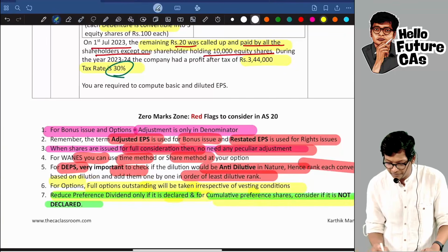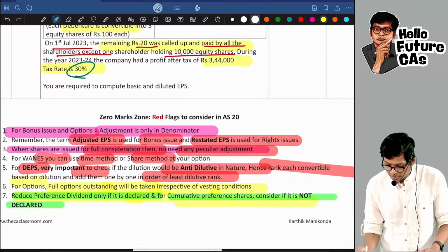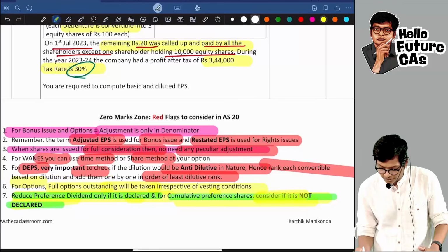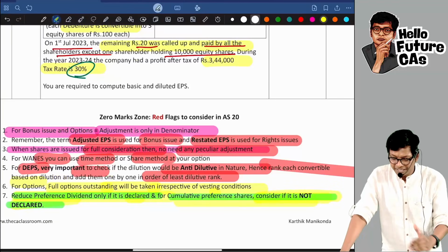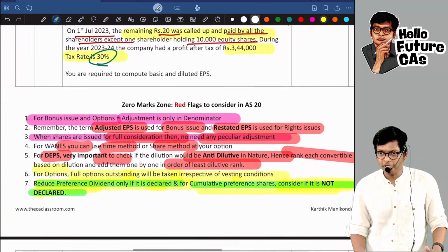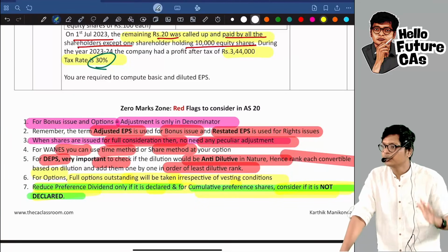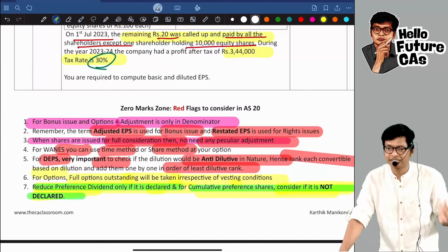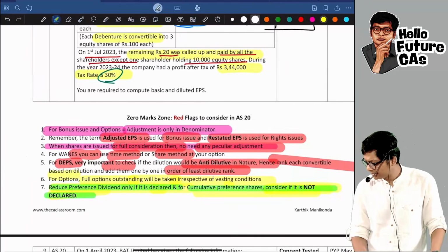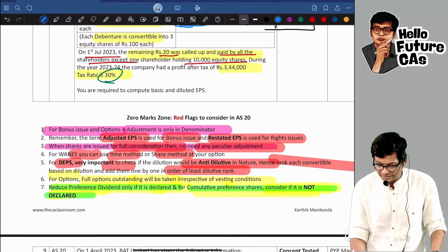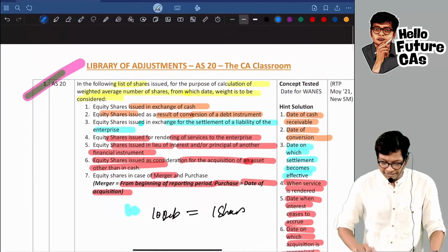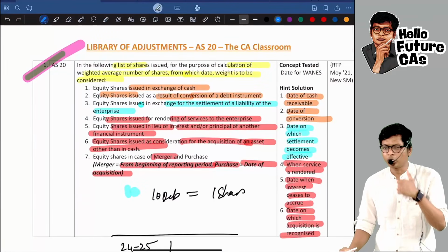For cumulative, consider it even if it is not declared, but here I should ideally add one more point. For CA exams, for preference shares, you reduce the dividend and state an assumption. Are you following, guys? With this, we have spent exactly 3 hours on AS 20, but we are fully done with AS 20. I hope you got the confidence, guys.